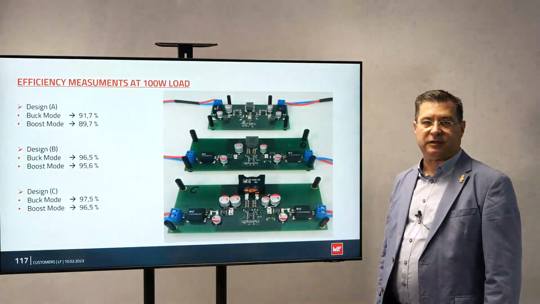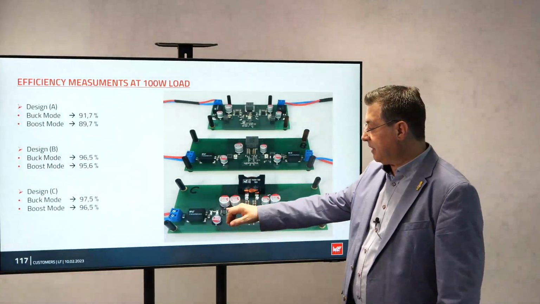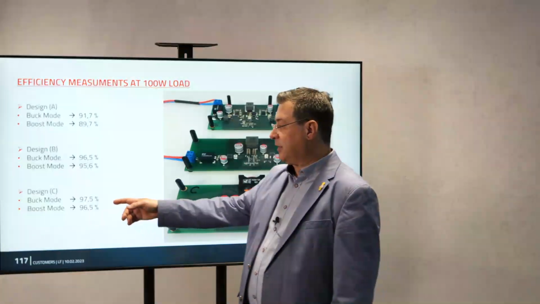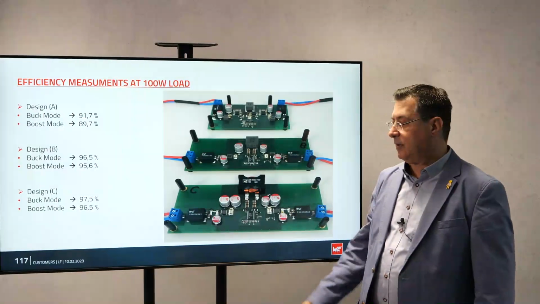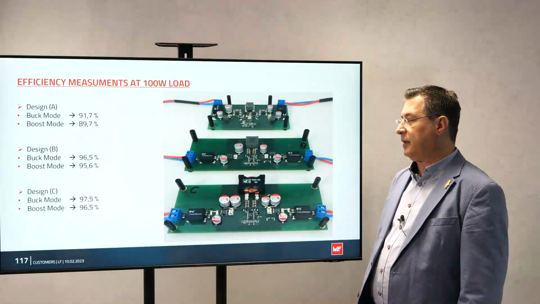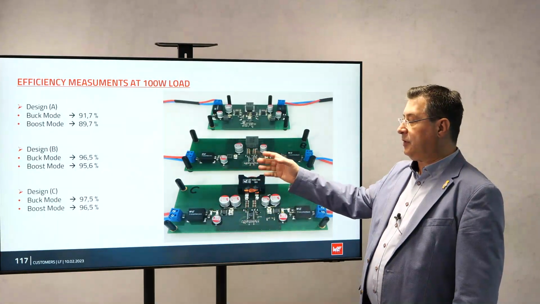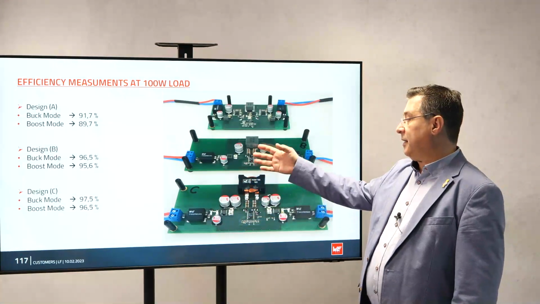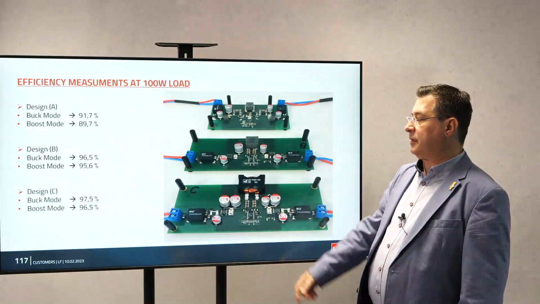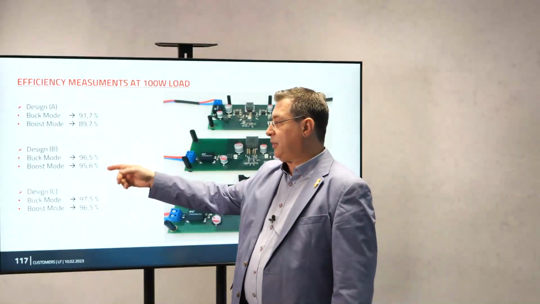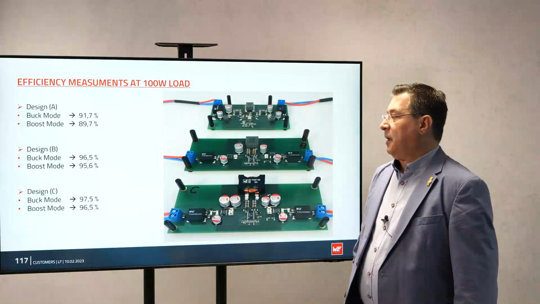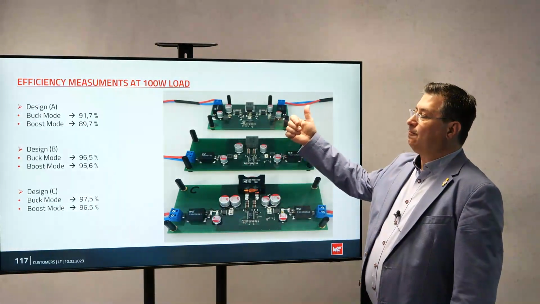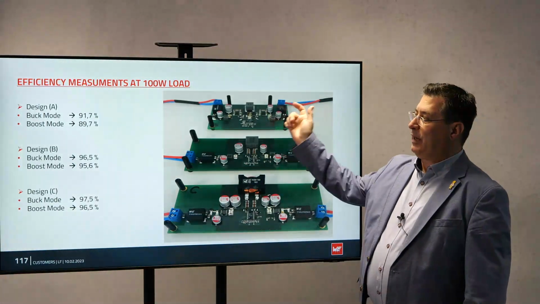Of course, design C. Because it's missing the inductance, the efficiency is up to 97.5 percent. In boost mode, 96. Design B has everything included, but C didn't pass the conducted emission. Design B passed conducted, passed radiated, and we have 95 percent, 96 percent efficiency. Design A, bad in EMC, bad in efficiency.